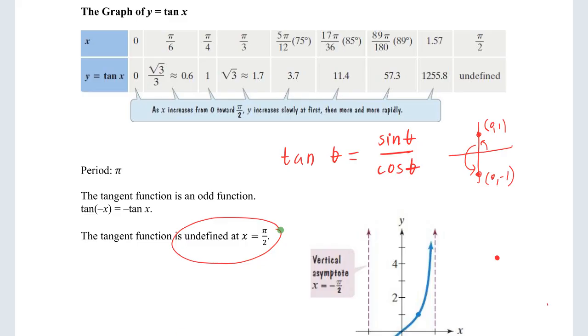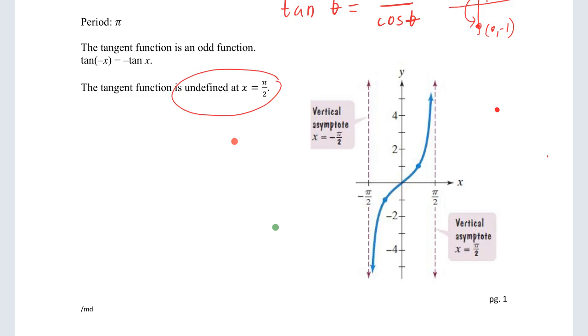As you can see in the illustration, we have vertical asymptotes, which are vertical lines at x equals negative pi over 2 and pi over 2, and then in increments of pi, which is one period for tangent. So remember the period of tangent.